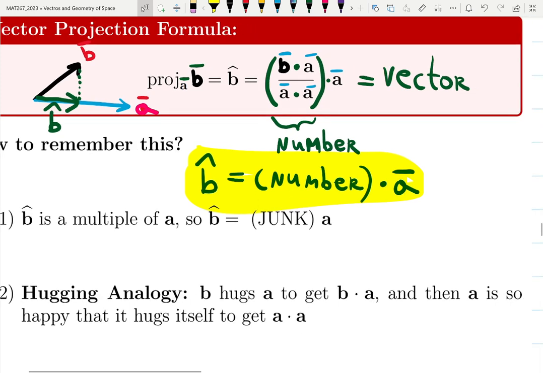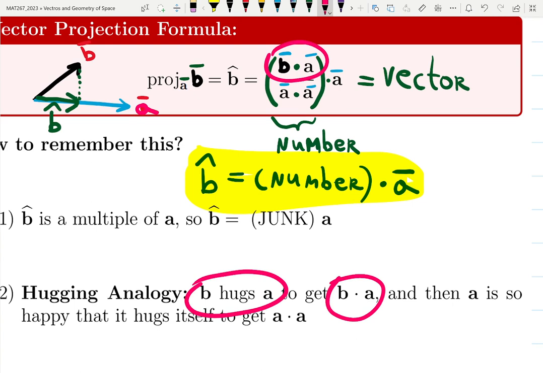So B hugs A to get BA. That is the numerator of the formula. Then A becomes so happy it hugs itself: A times A. Isn't it cute? After this, I actually totally memorized the order. I just remember, don't forget outside to multiply by A.